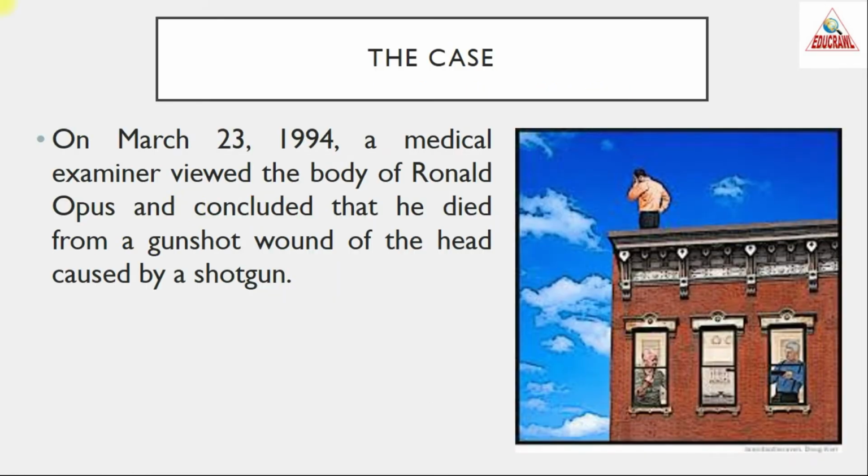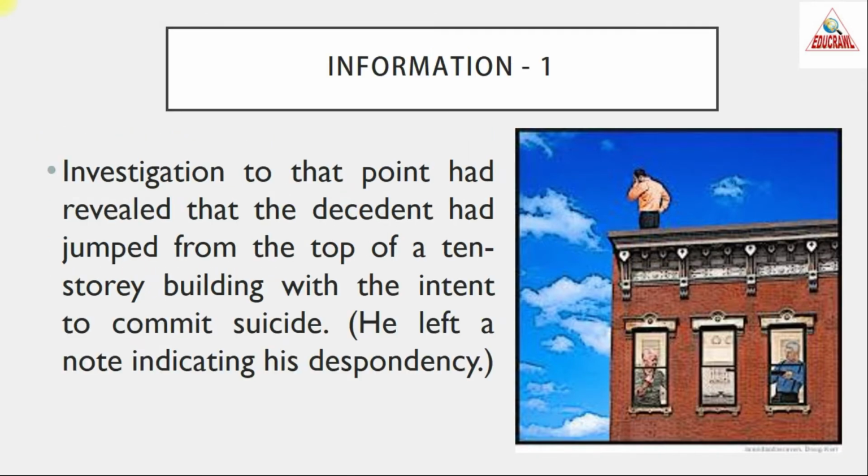On March 23, 1994, a medical examiner viewed the body of Ronald Opus and concluded that he died from a gunshot wound of the head caused by a shotgun. Based on this information, you can write whether it is a suicide or it is a murder or it is an accident. Let us go to the next information.